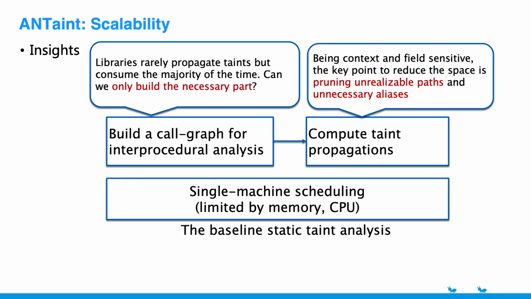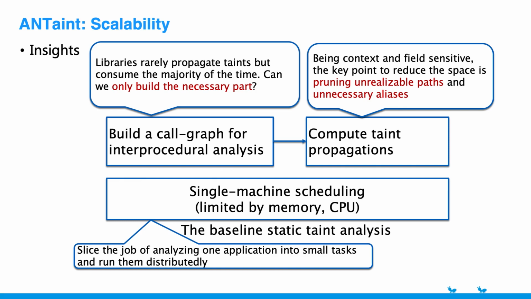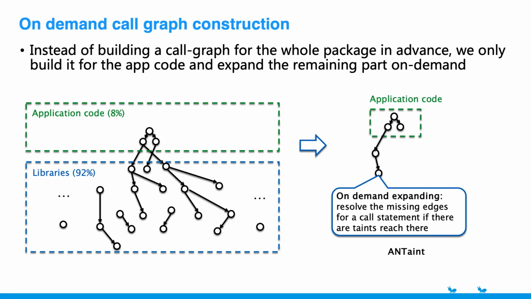Lastly, the task of analyzing one application may be heavy, and running it on a single machine poses high requirements on memory and CPU. Our solution is slicing the job into small tasks and running them distributedly. In the following, we will introduce how to build the necessary part of the core graph and how to prune unrealizable paths and unnecessary alias, respectively.